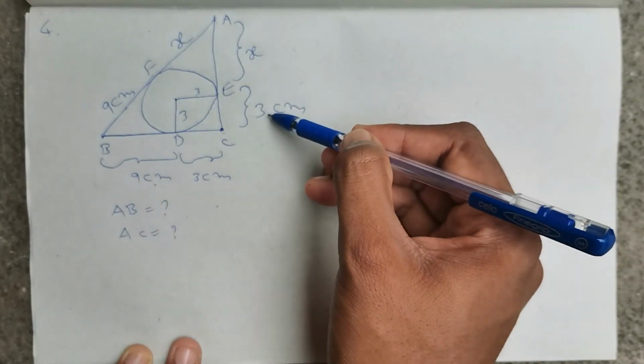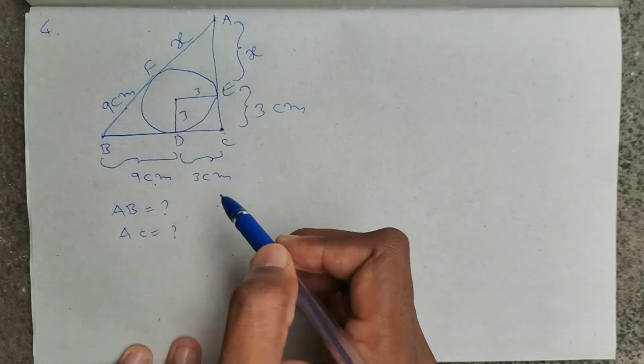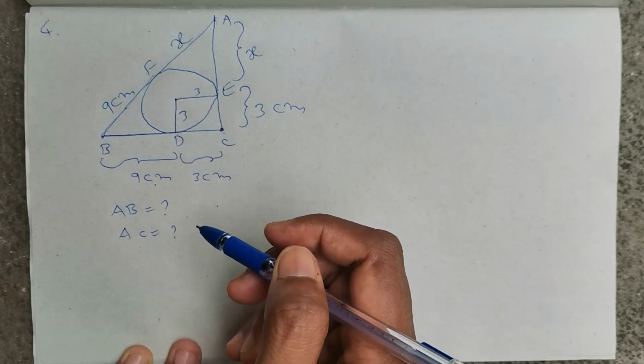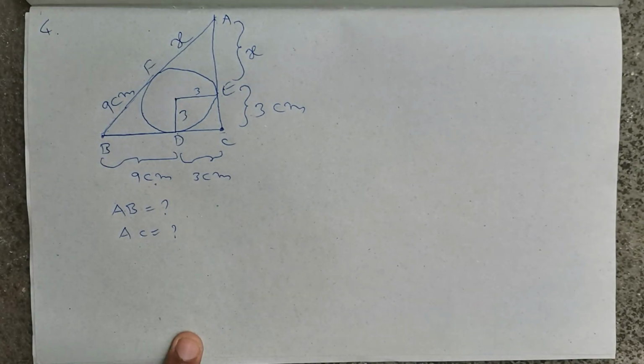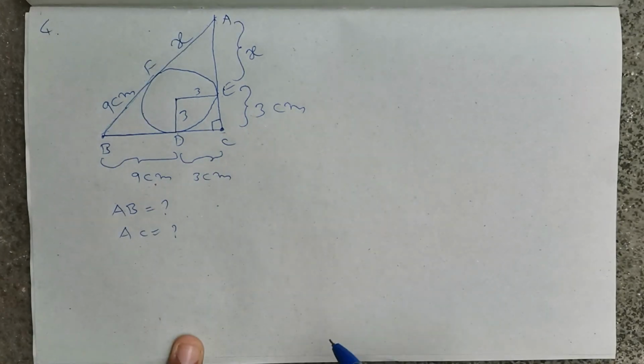From here to here he clearly mentioned 3 centimeters. From here to here also it is 3 centimeters. So all the four sides are equal to each other. Then it is a 90 degrees figure. So here it will be 90 degrees. Now by using the Pythagoras theorem we need to find out the x value.